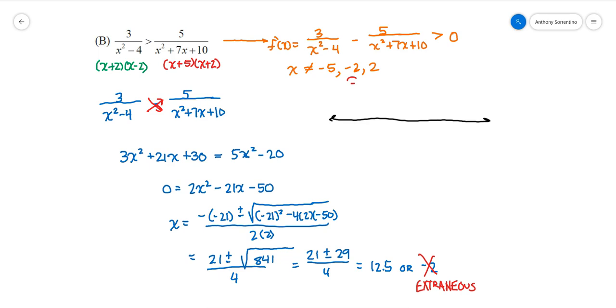The 12.5 I'm going to have on here, I'm going to note it. It's going to be an open circle there because I don't want anything to equal, I mean, that 12.5 is something that would make f of x here equal to 0. It would make the two sides equal to each other, which I don't want. I want one to be greater than the other. So it's going to be an open circle.